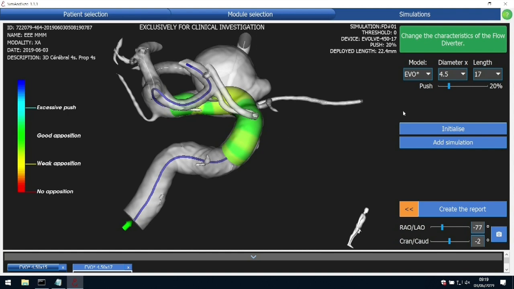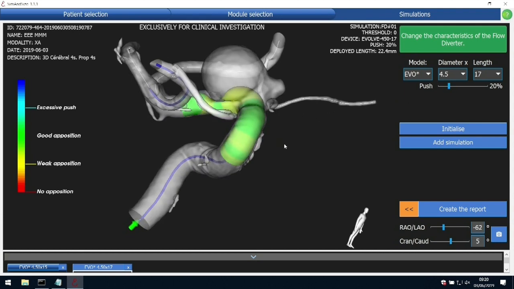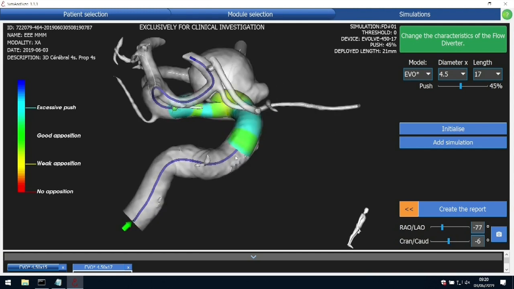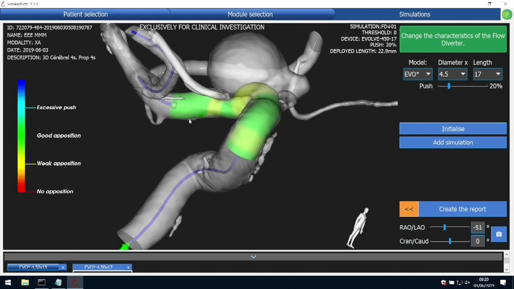Of course, it's a braided stent, so you may have a different kind of push. So this is an average push. If you are willing to push more, you can. It's a 20% push. You can push more, and then of course you will shorten the flow diverter. So I will use the normal push, which is around 20%. I will keep an eye on this simulation, just to be sure where I will be landing.